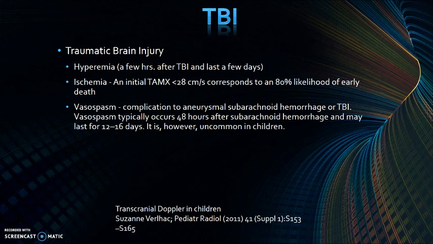An initial time average mean of less than 28 centimeters per second corresponds to an 80% likelihood of early death. They can also develop vasospasms, which are stenosis of the cerebral arteries caused from hemorrhage and its byproducts. Vasospasm typically occurs within 48 hours after the subarachnoid hemorrhage and may last for 12 to 16 days. It is, however, uncommon in children.